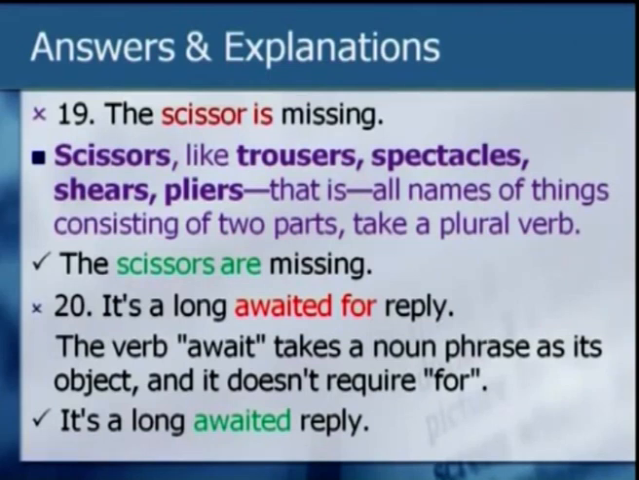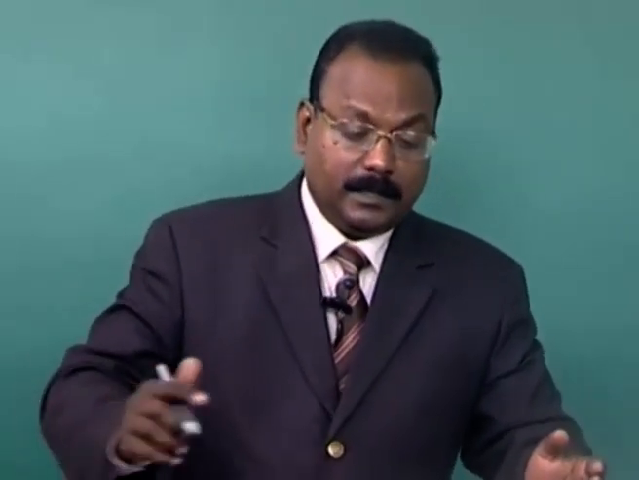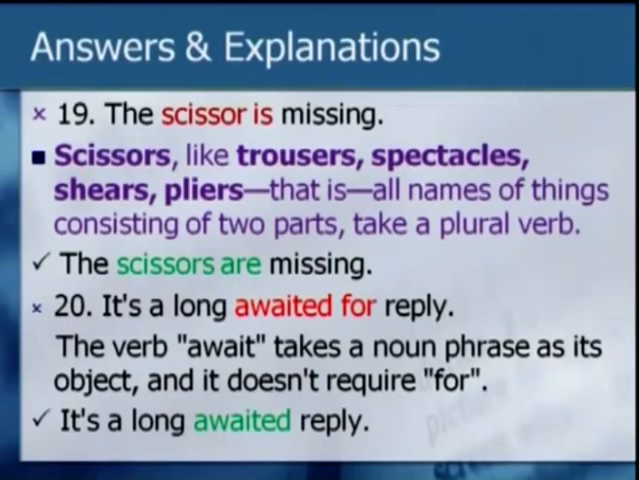What is the error here? If you apply the grammar logic of subject-verb concord, subject-verb agreement, it appears to be correct. Scissor is looking singular and a singular verb is used. So "the scissor is missing" looks absolutely grammatically correct. So where is the common error?